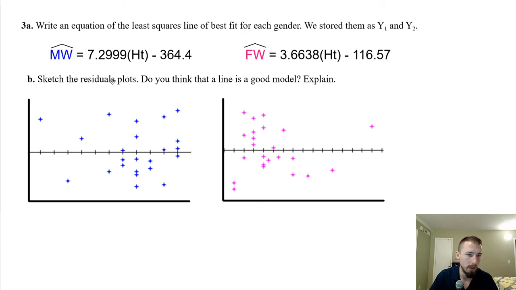A big difference to note is how much different the slope is for men and for women. For every additional inch that one of these guys are, they're going to be 7.29, basically 7.3 pounds heavier. But for women, it's less than half that for every additional inch, which is really interesting.